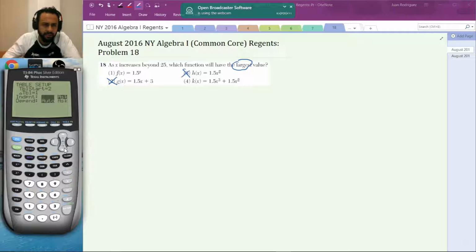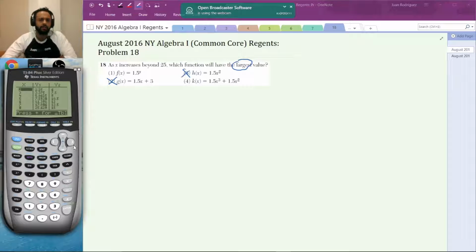Independent, I'm going to set it to auto. And then I'm going to scroll. That's it, table. And let's see. I'm going to scroll to 25. Okay, and I know choice 2 is definitely not the answer as we crossed it out. Choice 3 is already crossed out. Choice 4 could be the answer, 24,375.